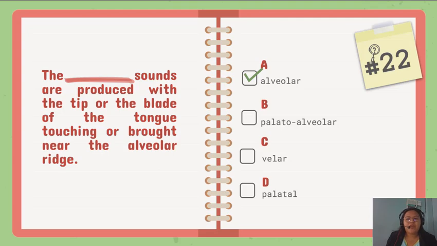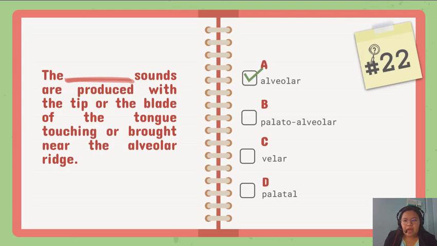In terms of the place of articulation, alveolar sounds such as t, d, n, s, and z are produced with the tip or the blade of the tongue touching or brought near the alveolar ridge. Whereas for the palato-alveolar, sounds are produced with the tip or the blade of the tongue touching or nearly touching the hard palate, which is slightly behind the alveolar ridge. The term alveopalatal is sometimes used for this place of articulation.